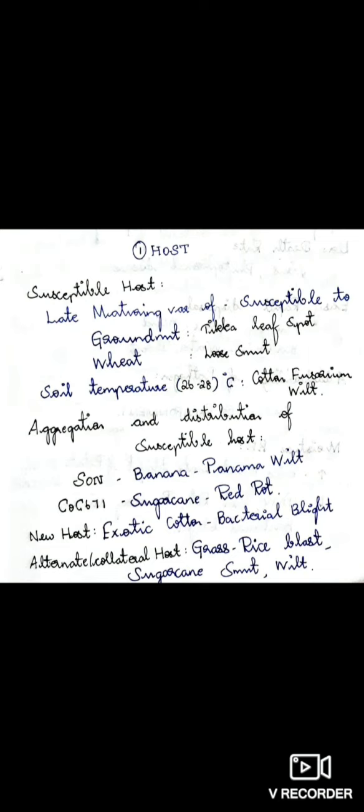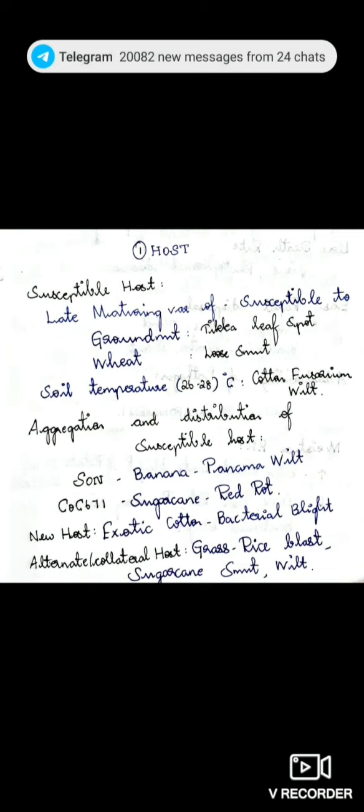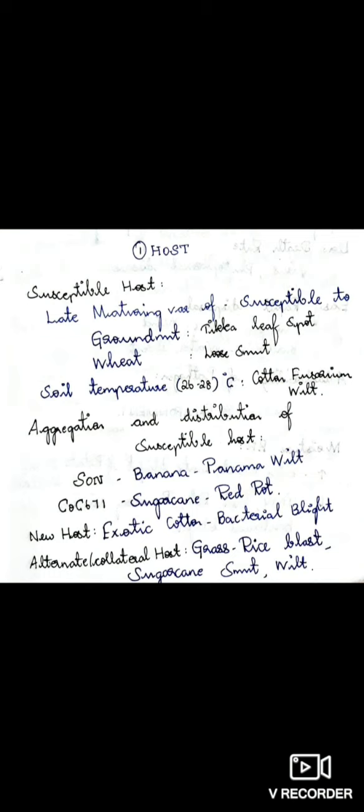Finally, we come to the alternate or the collateral host. We have a difference between these two. Alternate host is any host species of another family. If it is a grass, it might have an alternate host in some other leguminous or fabaceous crop.